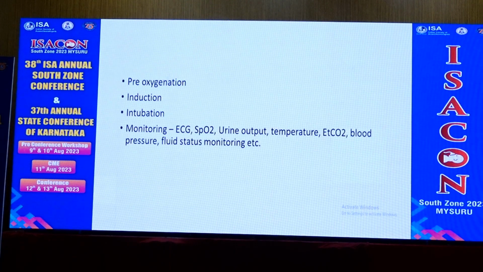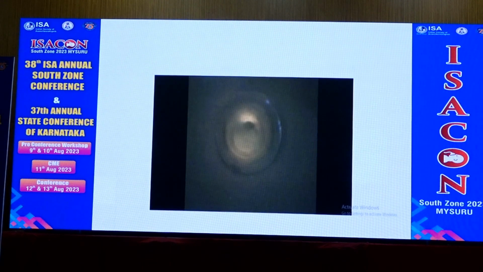The monitoring required in these patients, as usual, is ECG, SpO2, urine output, and temperature. EtCO2 is a must. For blood pressure, depending upon the comorbid conditions, either non-invasive or invasive blood pressure can be chosen. Fluid status monitoring is done depending upon the monitors which are available.